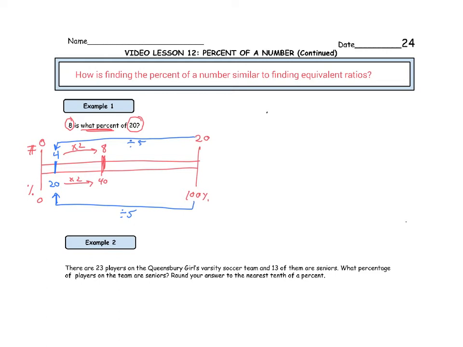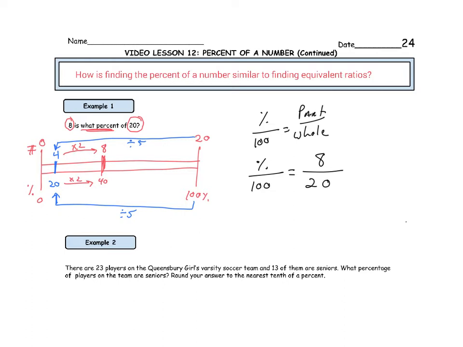We know that percent over 100 is equal to the part all over the whole. Now, we don't know the percent, but we do know that the denominator of the percent is 100. We do know the part, and that's 8. And we do know the whole, which is 20. That's 100%. Recognize how they're consistent. 100's the whole, 20's the whole. 8 is the part, percent is the part. So just recognize that relationship.